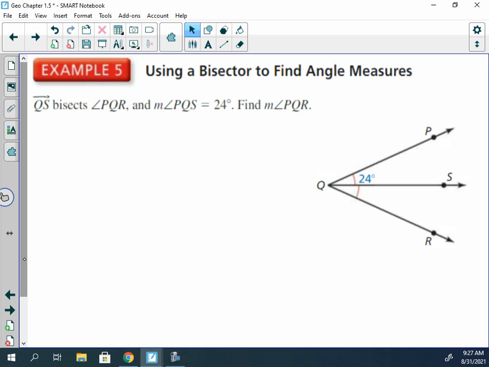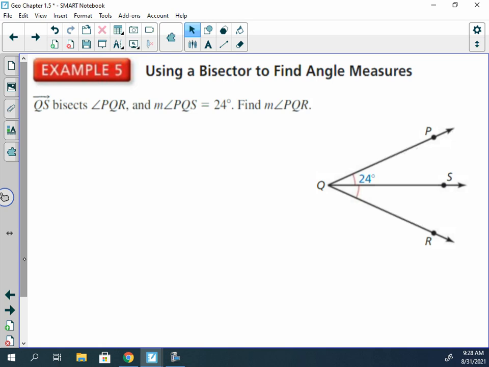Using a bisector to find angle measures. Now, what did we say about a line segment bisector? It did what? Because it did something special. Because when we had a segment bisector, a ray, a line segment, or any of those in particular, what did it do to the segment as a whole? It cut it in what? Half. It cut it in half, right?